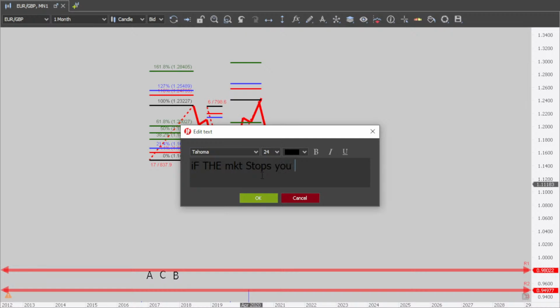If the market stops you out on your Fibonacci 3 times, there is an 80% chance for us to be in consolidation.